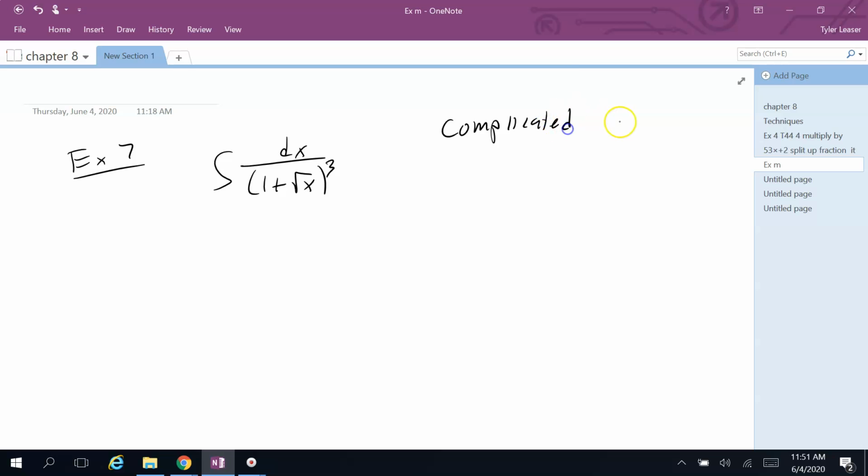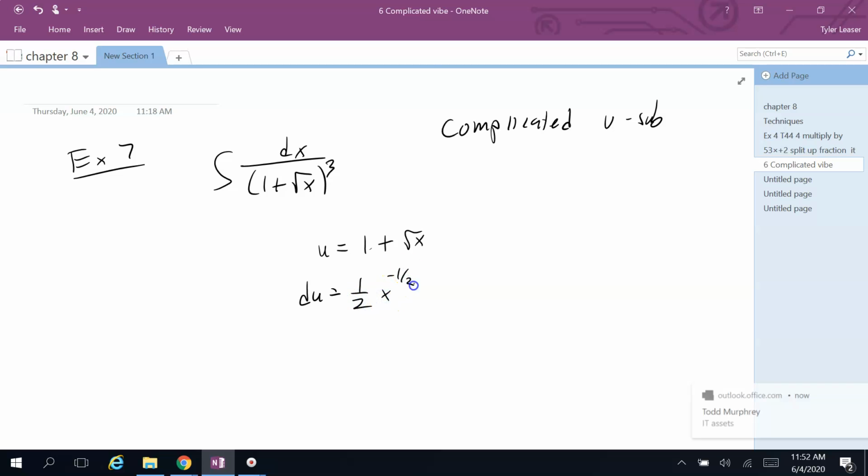All right, so I'll go slow here, because it's kind of hard to follow. I'm going to let u be the inside of that denominator there, the 1 plus square root x. Still have to find the du. The du is the derivative of this. The 1 goes to 0, but this square root x, you can think of that as x to the 1/2. We would bring down that 1/2 and then take 1 away from the exponent to make it a negative 1/2. Don't forget to throw the dx onto there.